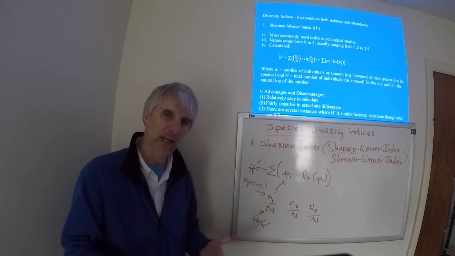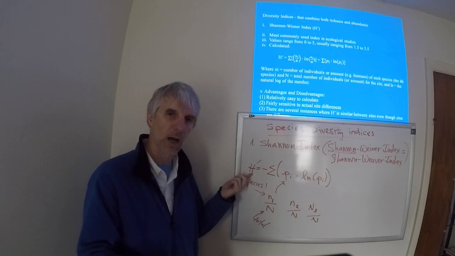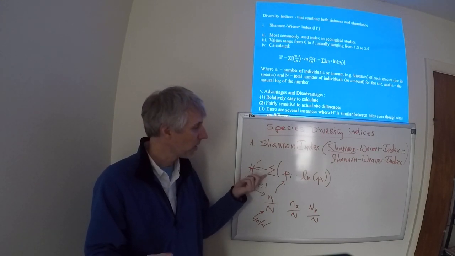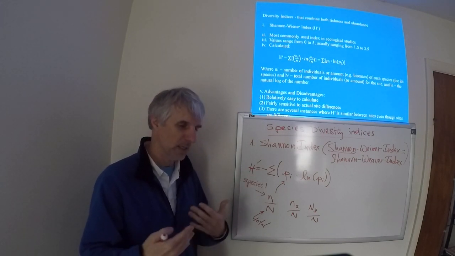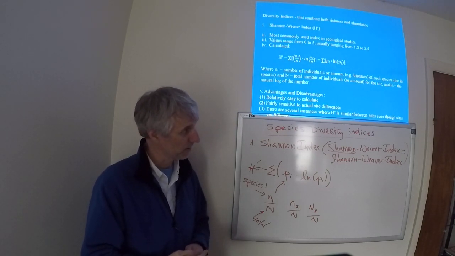It also has the added benefit of making it so that large values of H prime indicate high species diversity, whereas low values of H prime equal low species diversity.